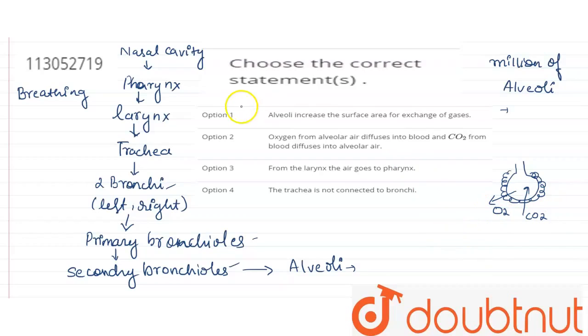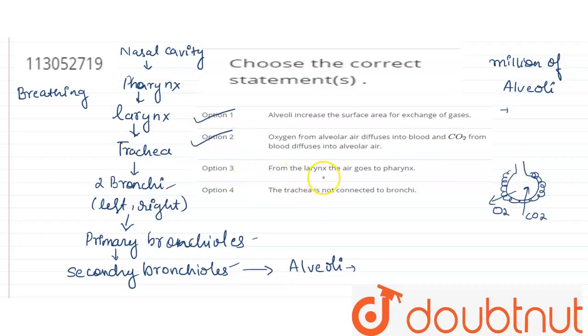Now the statement is saying that alveoli increases the surface area for the exchange of gases. This is true because of their millions in number, they increase the surface area. Option number 2, oxygen from alveolar air diffuses into blood and CO2 from blood diffuses into alveolar air. Now this option is also correct.